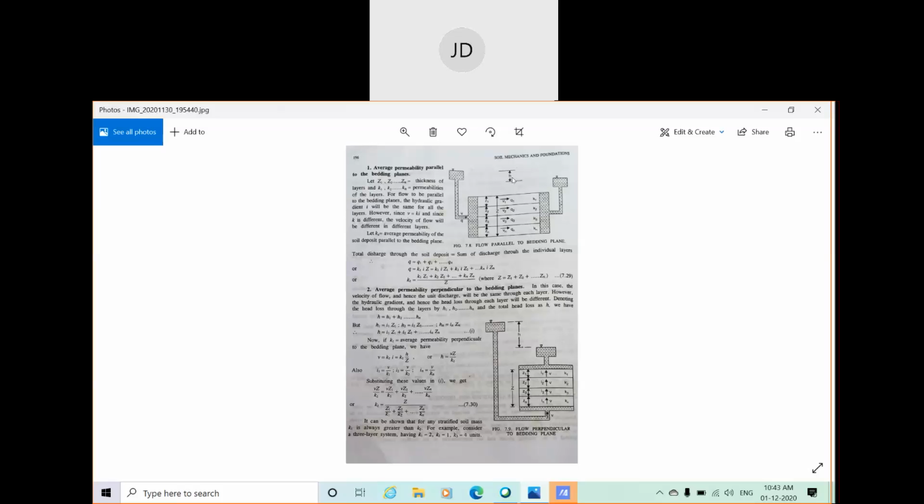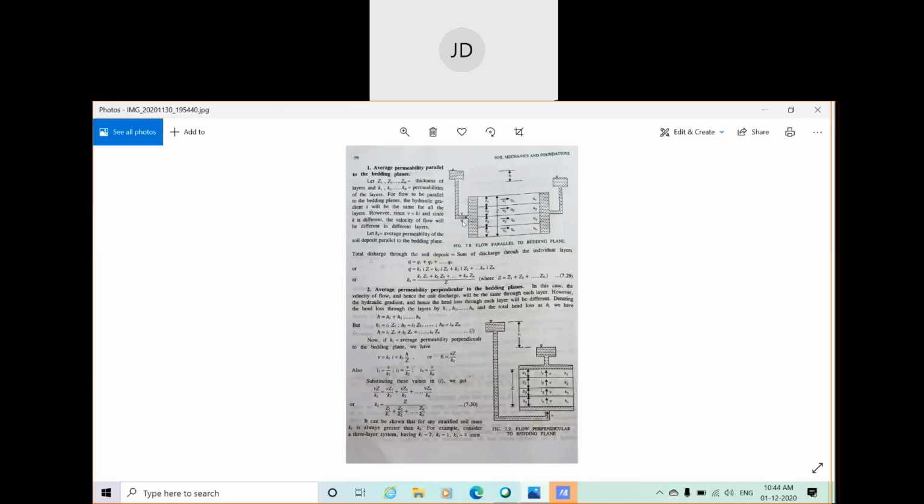Due to which water flows from higher elevation to lower elevation, or you can say from higher gradient to lower gradient. So obviously the water will flow in this direction since this is at a higher elevation. If you pour some water in this overhead tank and allow water to pass through this stratified soil, the discharge is represented by Q.